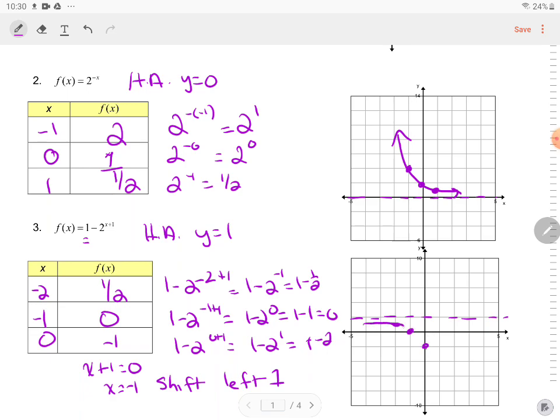If you notice, this is now a decreasing function. The negative sign in front here, the subtraction, has flipped it over the x-axis.